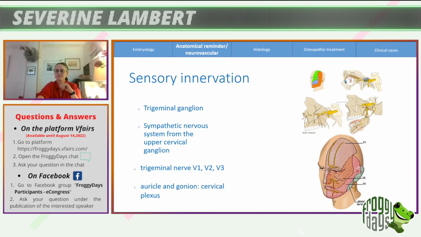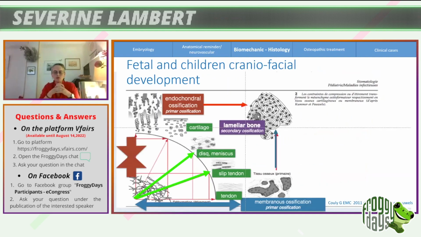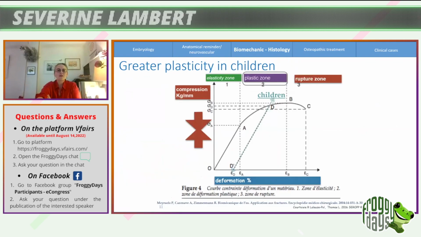Then biomechanics: bone physiology, bone shaping, bone growing and resorption controlled by the mechanism of stress. We work with osteopaths on this. All the evolution of the craniofacial phase of the child is so important to understand as far as primary ossification is concerned. We also have a greater plasticity in children, and we can act very easily compared to adults, because the child is flexible and just in evolution, growing, so we can work with the child in a much easier way.